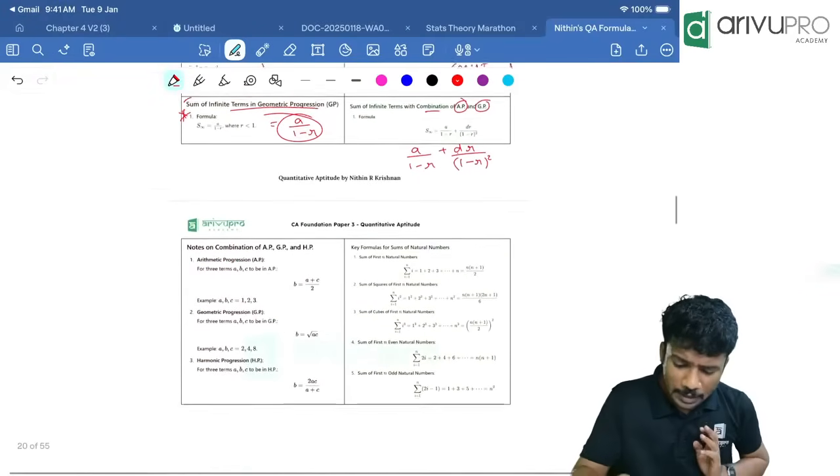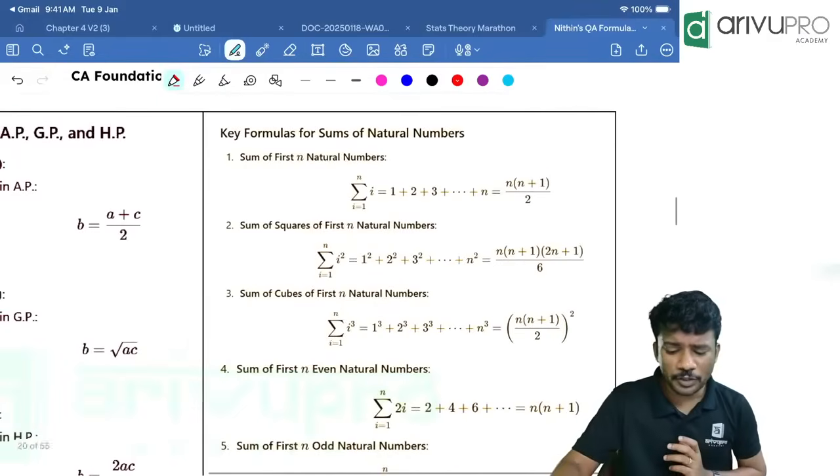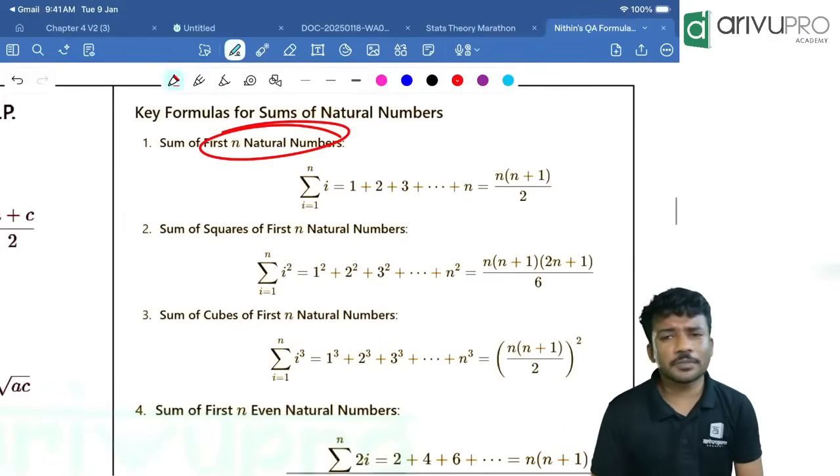Everything is there. Now coming to these properties and all, you know, right? Sum of the first n natural numbers is what?